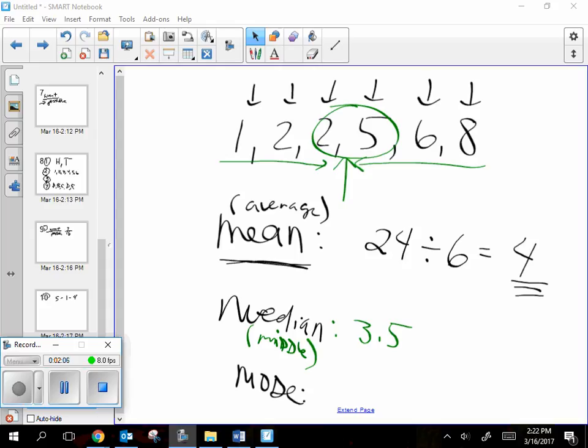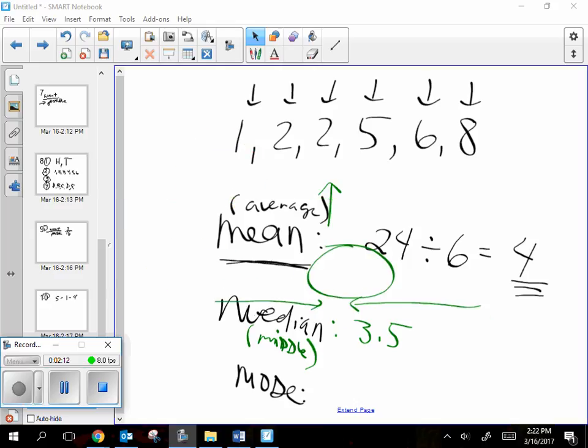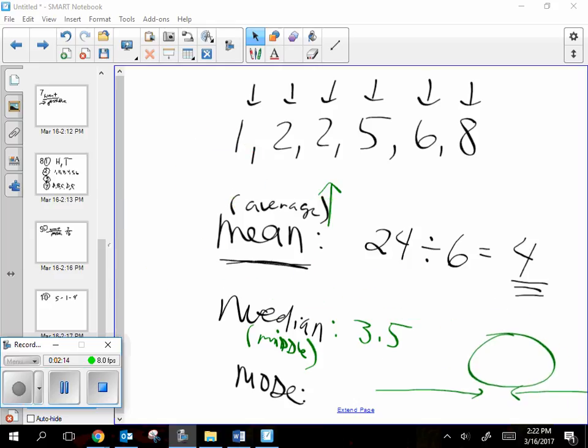All right, the mode. The mode means the most common number. And the most common number in this list is, well, there were 2 2s and no other number that got repeated. So the mode in this case is 2.